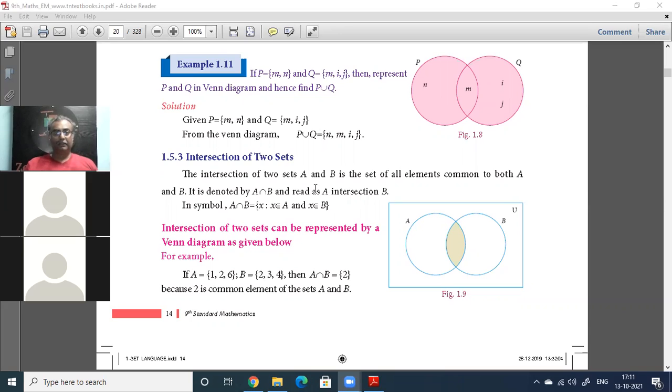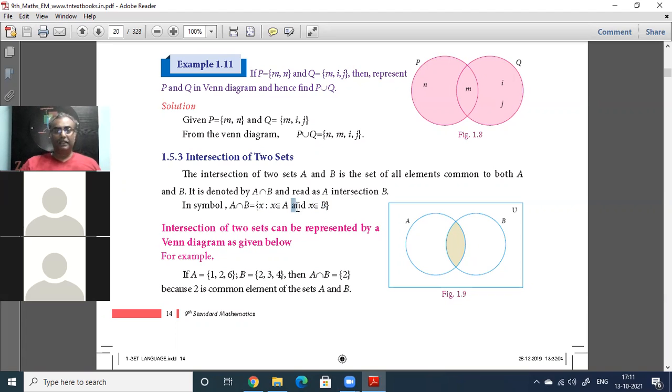In symbols, A intersection B is equal to the set of X such that X belongs to A and X belongs to B. Actually, don't read it as "X is to X". Read it as: X such that X is an element of A and X is an element of B. The set A intersection B is made up of elements called X such that X is an element of A and X is an element of B.